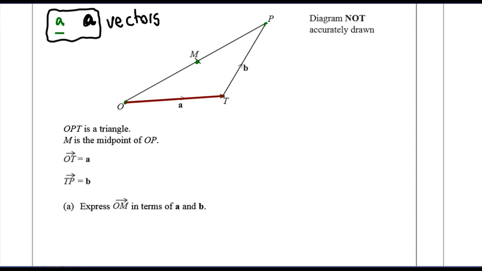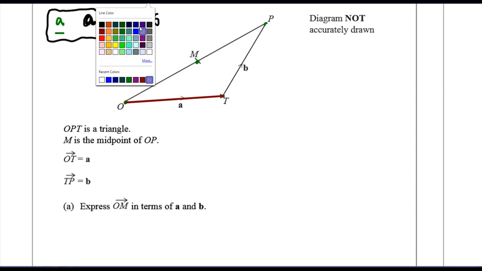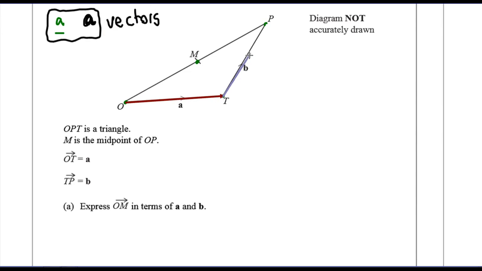T to P, let's get a new one involved. That's our vector B, as we can see on the diagram. Their arrows are in the middle, but I like mine like this. It's just the way it is. Express OM in terms of A and B. Right, so now we've got the challenge of getting from O to M. But remember what I've said, it does not matter what route you go.